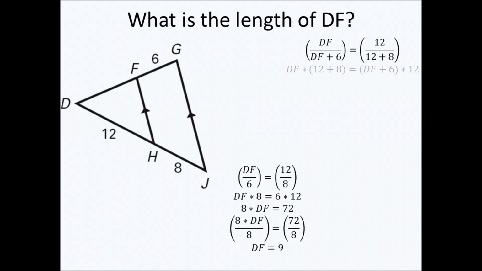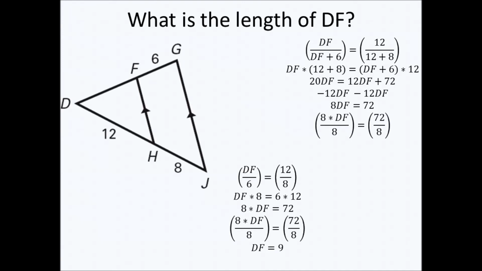The rest becomes algebra. DF times 12 plus 8 equals DF plus 6 times 12. 12 plus 8 equals 20. So 20 times DF equals 12 times DF plus 72. The next step is to subtract 12 DF from both sides. 20 minus 12 equals 8, so 8 DF equals 72. The next step is to divide both sides by 8. So 8 times DF divided by 8 is equal to 72 divided by 8. Therefore, DF equals 9.